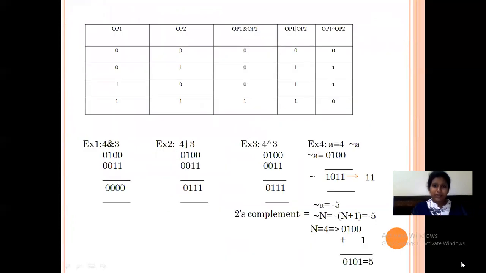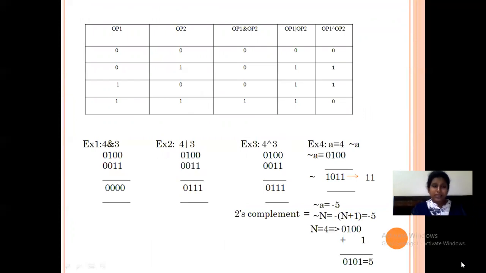See this example. If you know this table, then it would be clear to follow the bitwise operators. If both are true, then you will be getting the value as true for and. If both are false, then only you will be getting the value as false, and the remaining values will be true for or. And for exclusive or, if one is true and one is false, then only the value will be true, right?